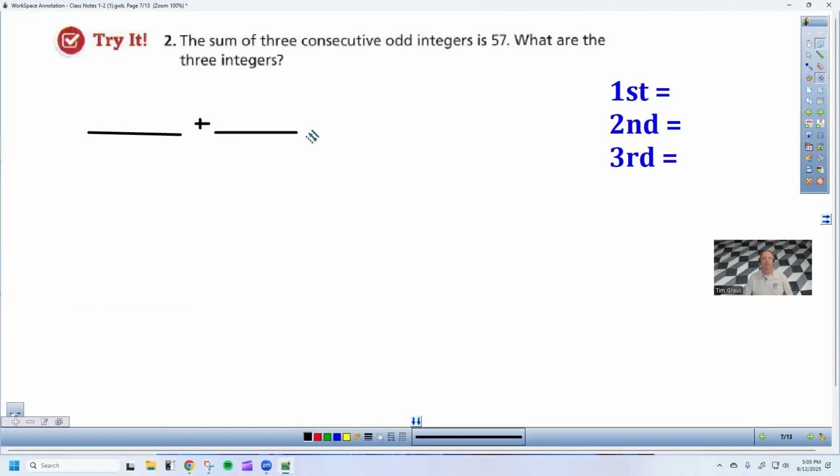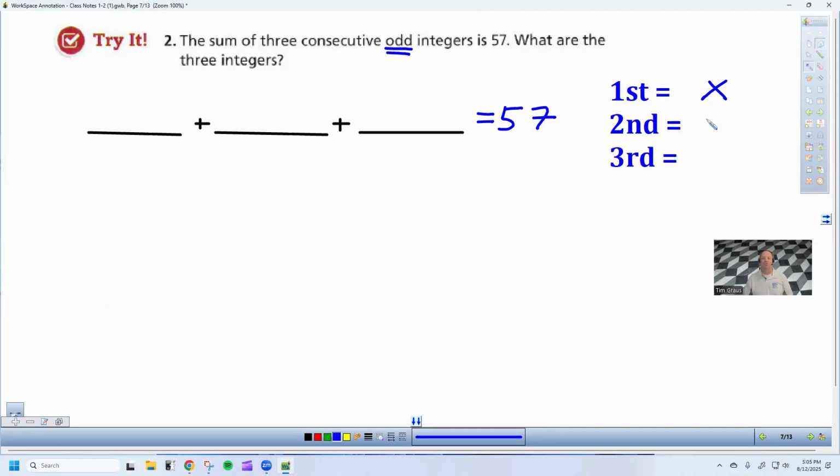One thing plus another thing plus another thing to equal 57. My total this time is 57. Now, again, we don't know what any of the integers are, so I could certainly represent the first one with an x. But notice that this says consecutive odd integers.